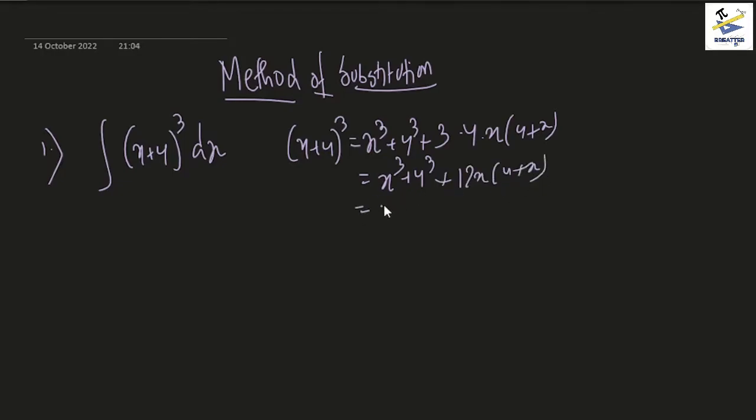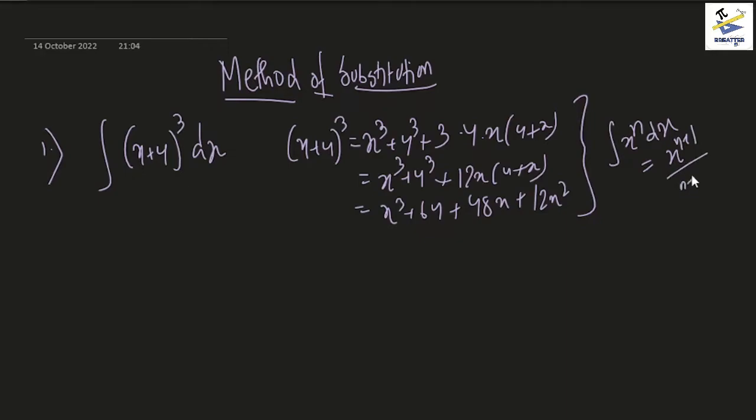So you can break it down as x cube plus 64 plus 48x plus 12x squared, and then you can integrate all of the terms separately, because all of them are just constants times some power of x, and we very well know that the integration of x to the power n is simply x to the power n plus 1 by n plus 1 plus c, right? So obviously this is one method to do, but substitution makes it a lot simpler for us.